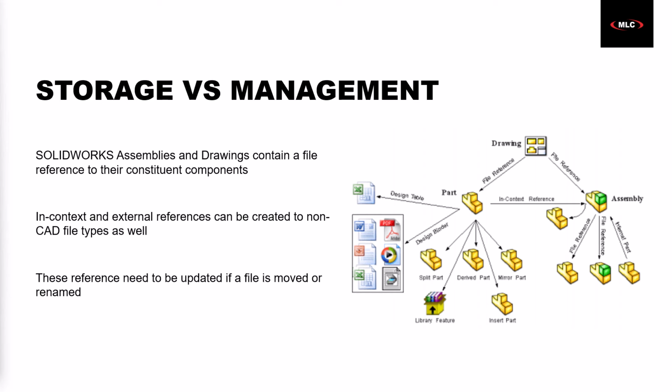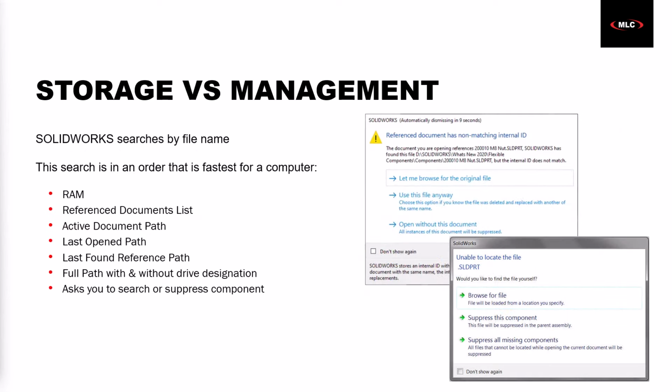These largely invisible file references must be updated when a part is renamed or moved. Maybe you've run into these warning messages before. When SOLIDWORKS searches for a part to populate a drawing, it does this by file name and in an order that's fastest for a computer, but maybe not the most intuitive for a human. You might think it goes straight to the location written in the drawing's reference file list, but that's actually not the case. For instance, it first checks if a file by that name is already open and loaded into RAM.